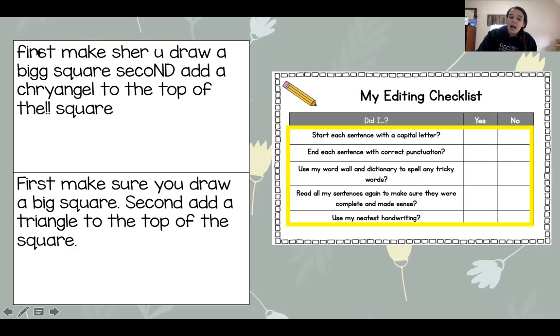The one at the top has some words misspelled, like sure, big, triangle, and then there's some weird punctuation. Why are there exclamation points after the word the? So if I were going to go through and edit that, I would have a lot of things to fix, okay? So friends, I'm going to put you over onto my iPad so that I can show you how I would edit a paragraph, okay?